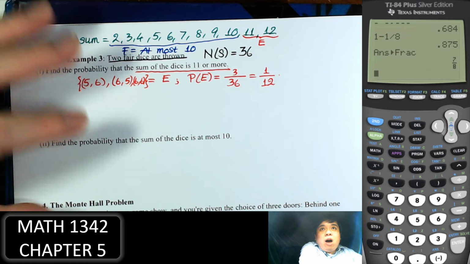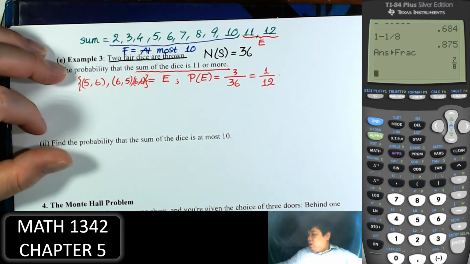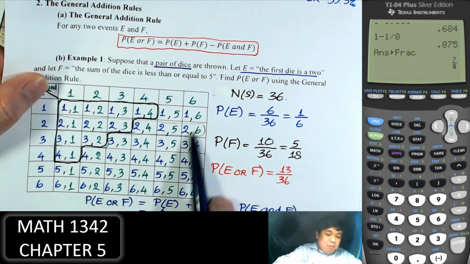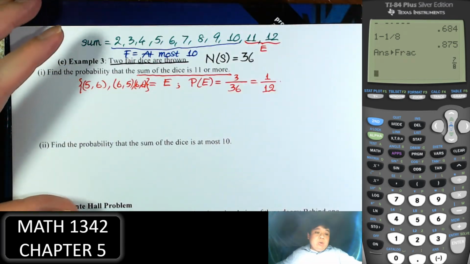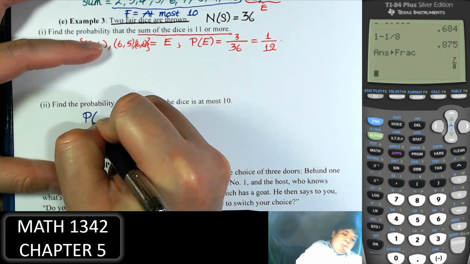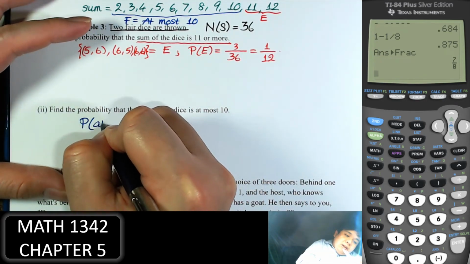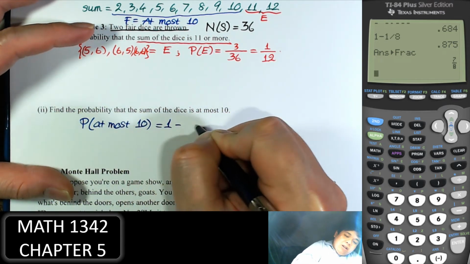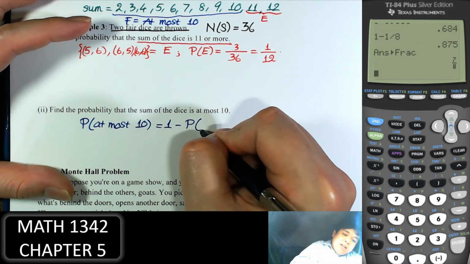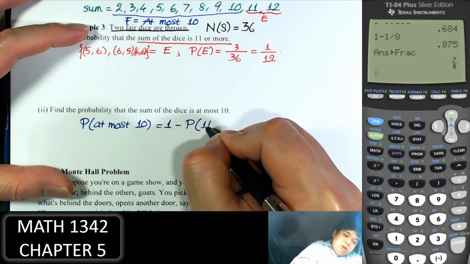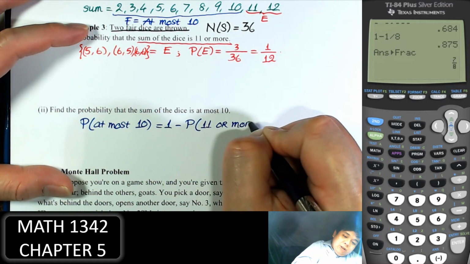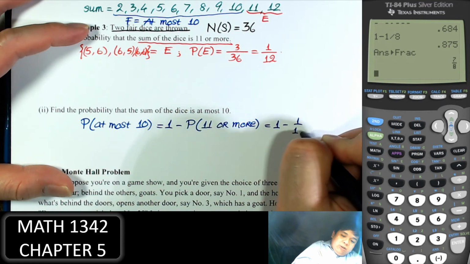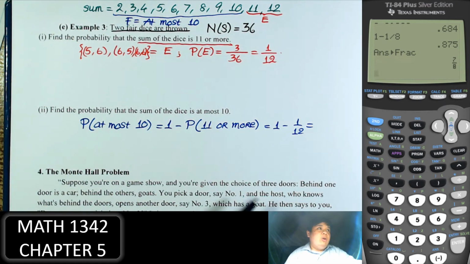Right? So they complement each other. So rather than counting everything from 2 to 10, which of course we can do manually, the best way is to use that property: the probability of at most 10 equals 1 minus the probability of the complement event, which is 11 or more. So we have 1 minus 1 over 12. That will be 11 over 12.